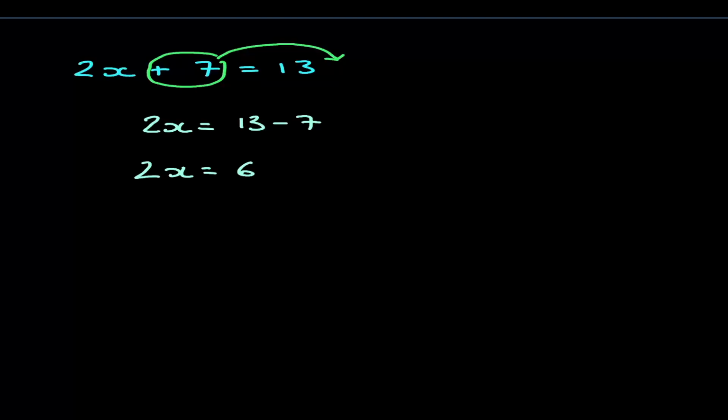And then you just need to divide both sides by 2 in order to get x by itself. And boom, you should have got x equals 3. So good work. If you got that, you should be feeling good.